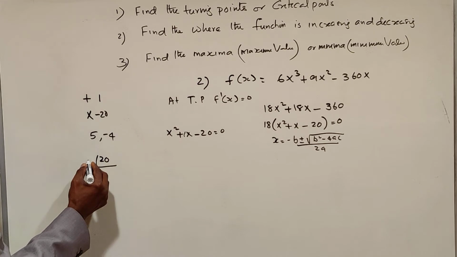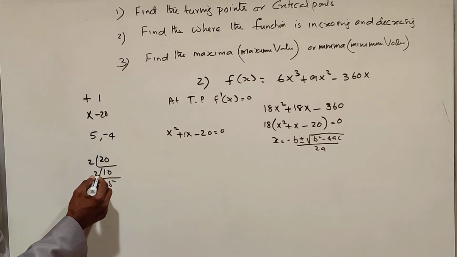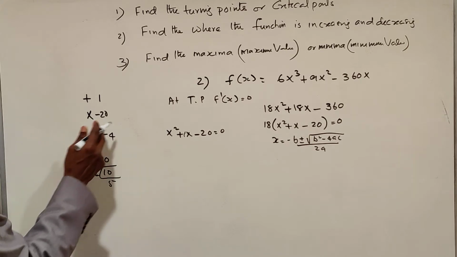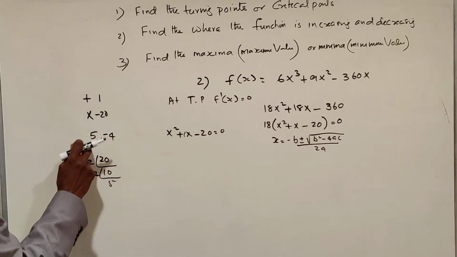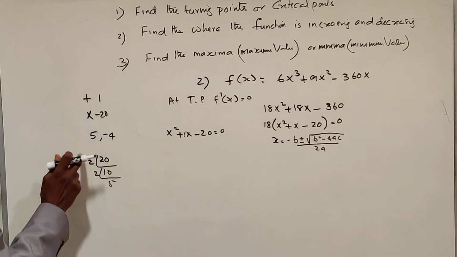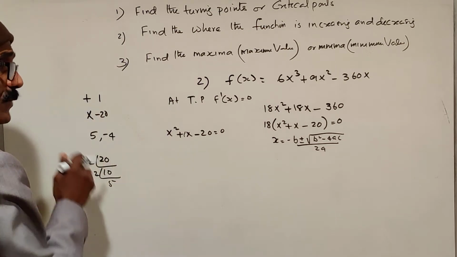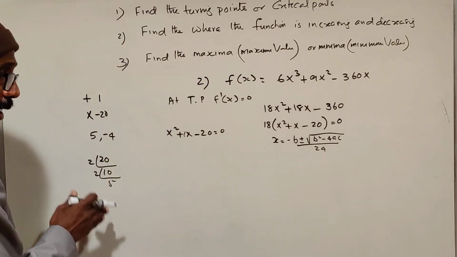Factorize 20. 2, 10. Again 2, 5. See, 2 times 2 is 4, and 5. 4 and 5. Check. 5 and 4. 5 minus 4 is 1. 5 times 4 is 20. Now you can find out the numbers this way.